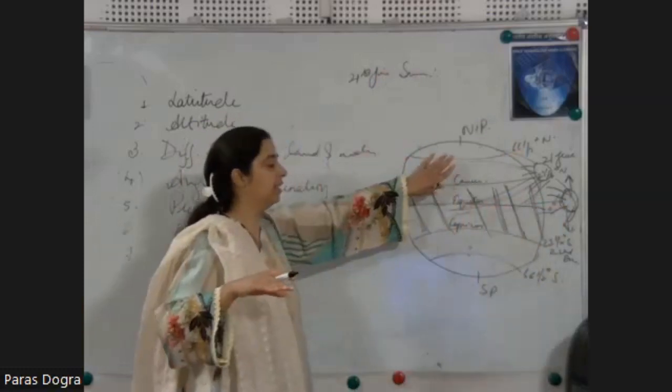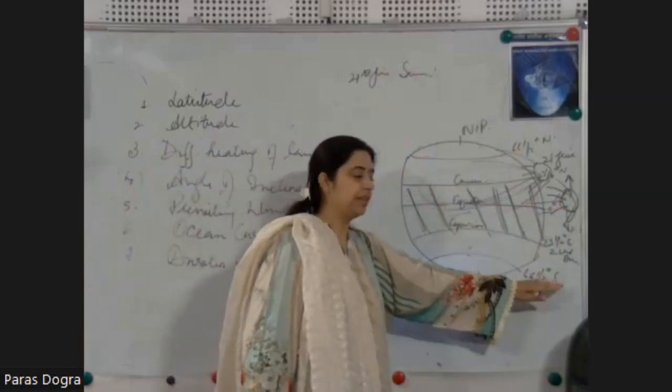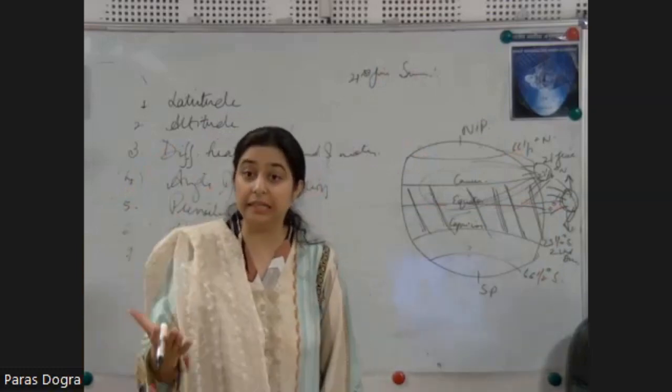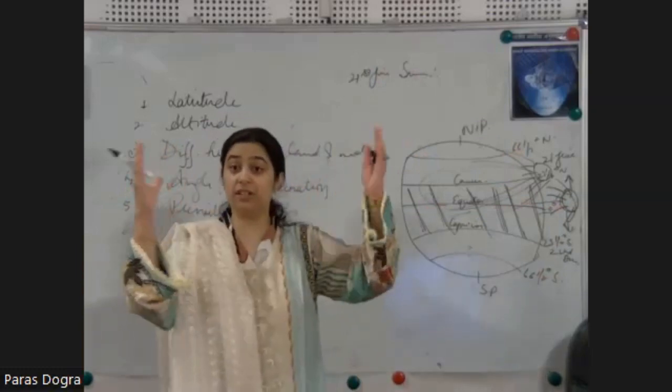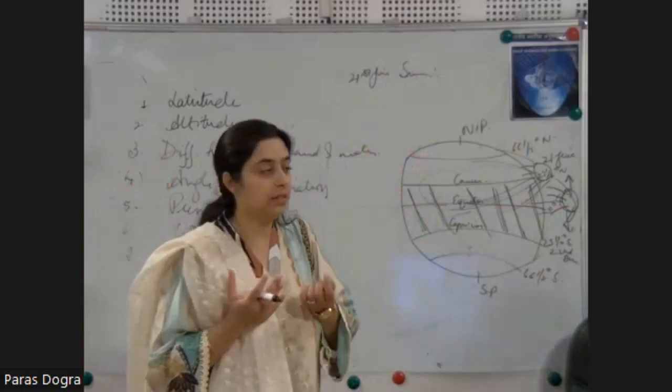Now, temperature in the northern hemisphere also goes on decreasing. Then by 22nd December, it reaches the Tropic of Capricorn, which is in the southern hemisphere. That's why the people of the northern hemisphere are actually facing the cold weather seasons.